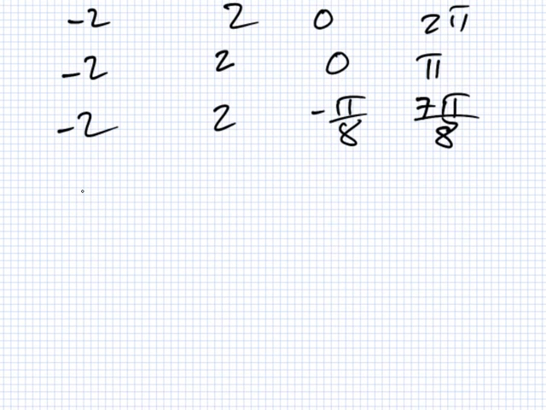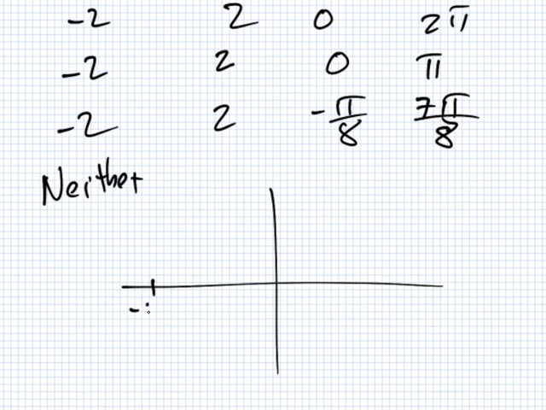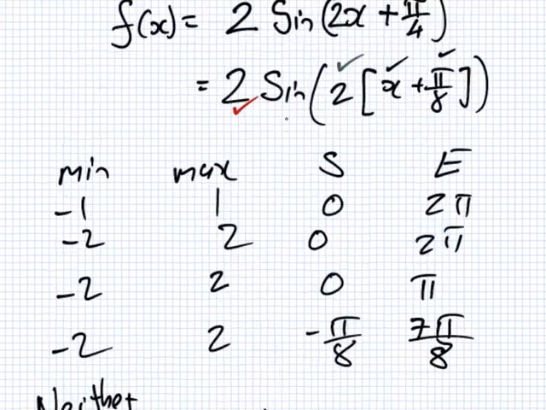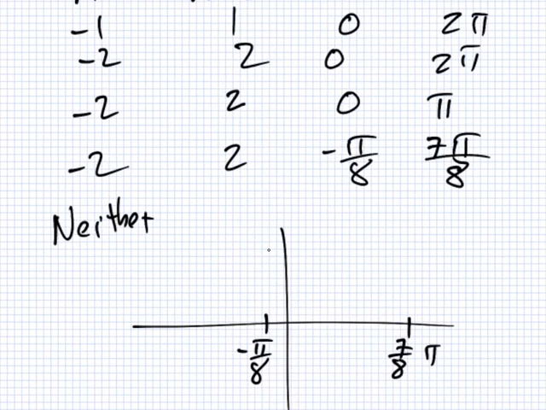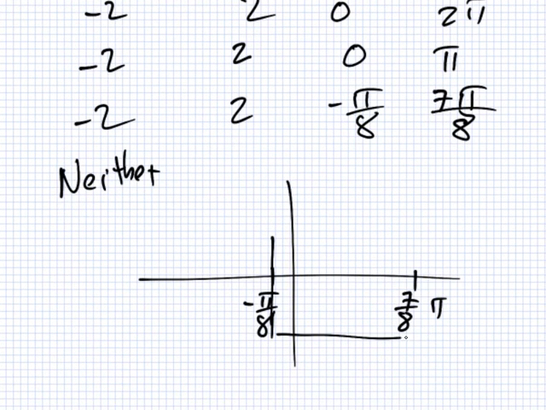So this is neither. Because if you were to look at the graph, it starts at minus pi over 8 and finishes at 7 pi over 8. And it is sine. So sine starts at the top, middle, or bottom? Middle. Sine starts in the middle.